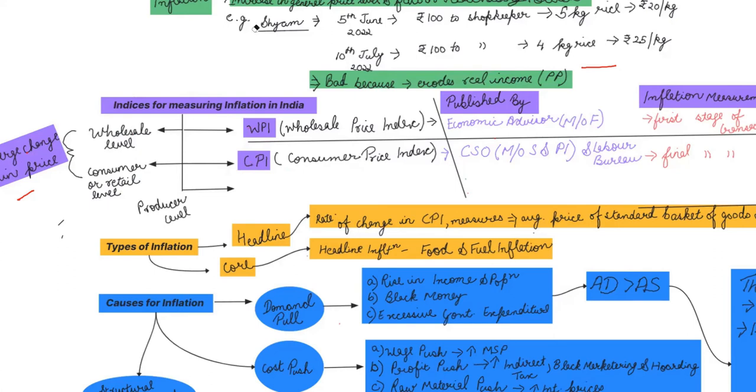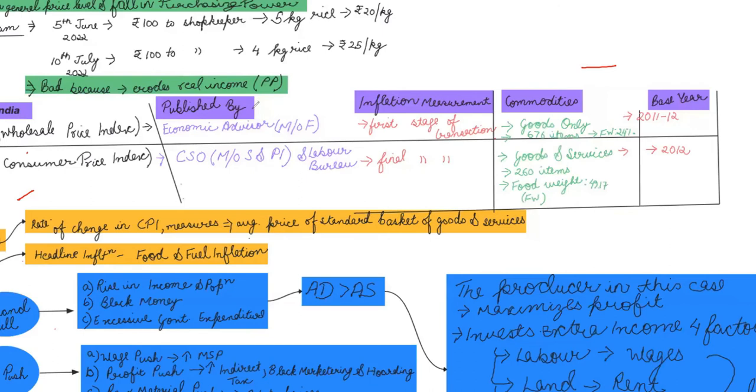Now the next important thing you have to know is who publishes these scales, or these indices. The WPI is published by the Economic Advisor, which comes under the Ministry of Finance, and the Consumer Price Index is calculated by the Central Statistical Organization. I'll write it down for you. Central Statistical Organization, which comes under the Ministry of Statistics and Program Implementation, and the Labor Bureau. So these two are the authorities that publish WPI and CPI respectively.